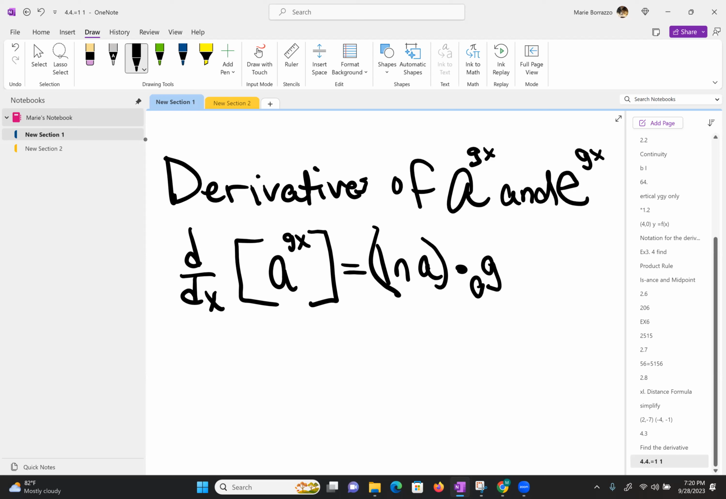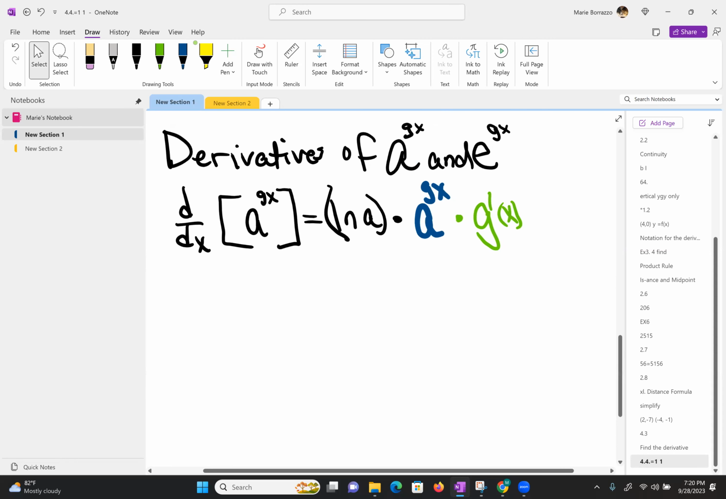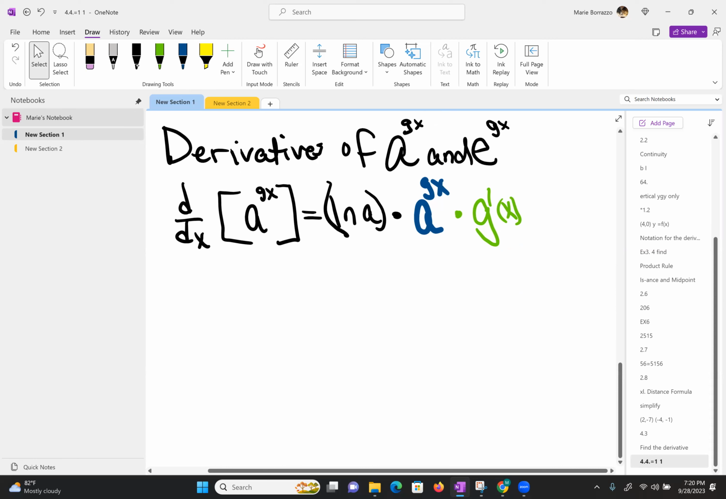A raised to the g of x, I wrote this really nasty, hold on a second, let me rewrite this. This will be the natural log of a times a raised to the g of x, I'm going to change the color again, times the derivative of g of x. And I'll do a couple of examples of that too. Just bear with me. I want to show you the formulas first. So we're going to do also e to the g of x.